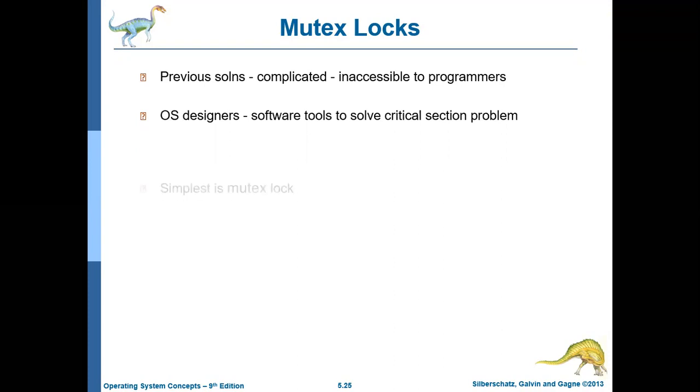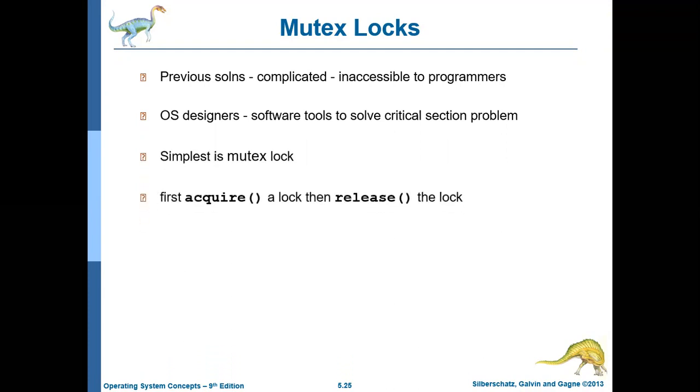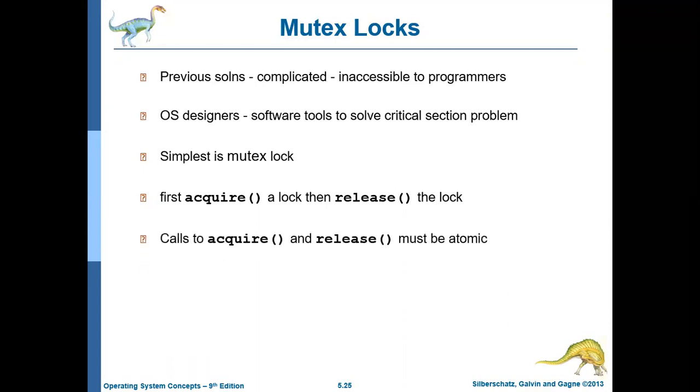So the idea is simple here. First, before accessing the critical section, the particular process should acquire the lock. It should get the lock, and then it should access the critical section, and after accessing the critical section it should release the lock. This is the whole concept on which it works, and calls to acquire and release must be atomic.